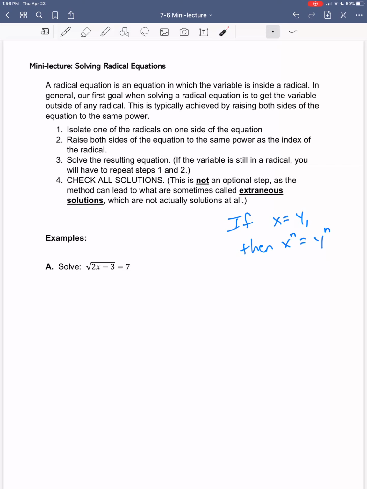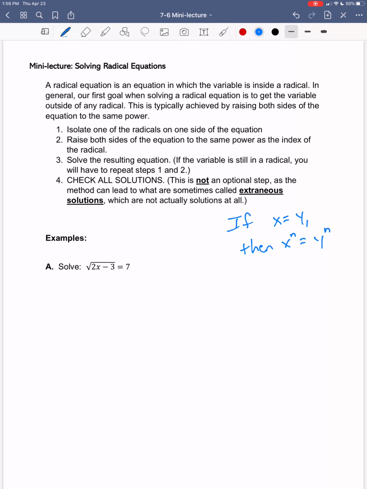Now, we're not going to get quite this complicated, but if you still have the variable in a radical after doing steps 1 and 2, you have to repeat steps 1 and 2 until there are no radicals left. And then the next step, it's essential that you check all solutions. This is not optional. This method can lead to what are sometimes called extraneous solutions, which are really not solutions at all. We'll see that as we go through some of these problems.